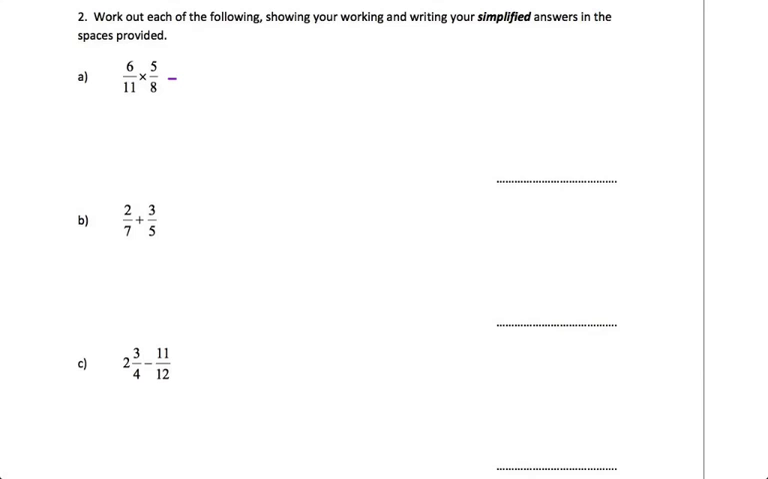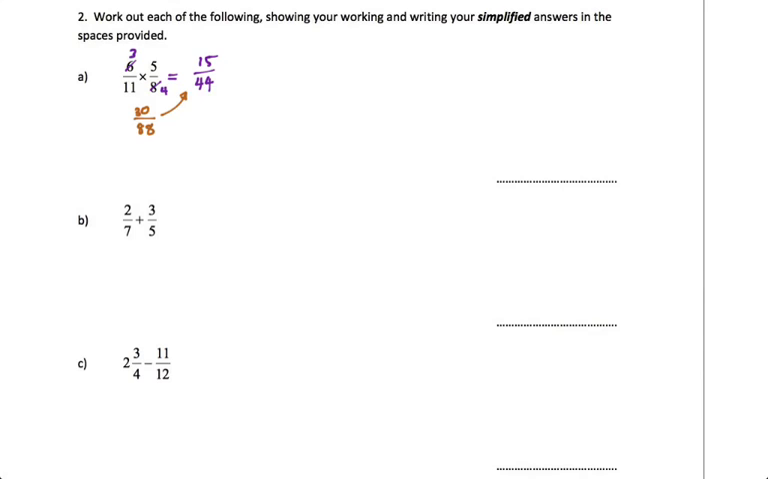So, it says work out the following, showing your working and writing your answer simplified. This question, well, we can times across, but we can also cancel before we've multiplied. So cross-cancelling gives, well, 6 and 8 have a common factor of 2. When we cancel those, common factor of 2, we're left with 3 and 4. And we can multiply the numerators to give us 15, and now multiply the denominators to give you 44. You could have just multiplied across to give you 6 times 5 is 30 over 88, and then simplify afterwards to give you the correct answer.